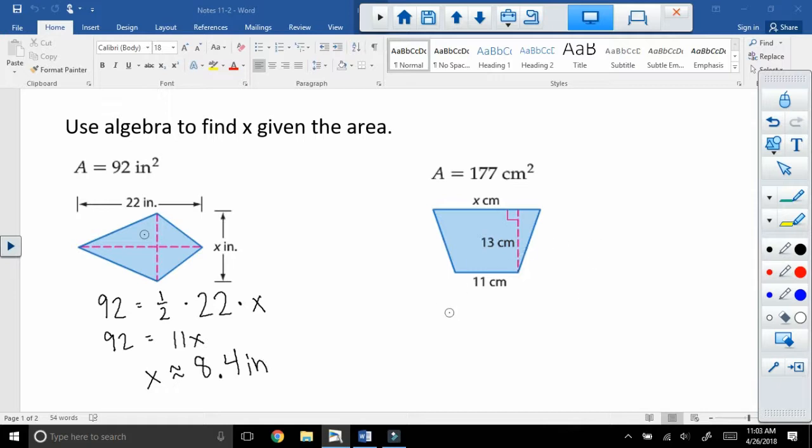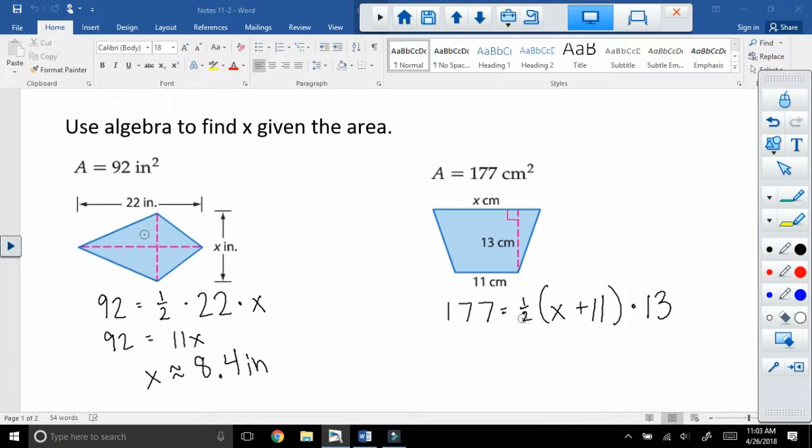For this next one, the formula is area equals half of the sum of the bases. So that would be x and 11, and then multiplied by the height. So you have a lot of different choices as to exactly how you want to work out the algebra for this. Depending on how you want to do it, you could distribute. If you're going to distribute, I would get rid of something first, because otherwise you're going to have to distribute the 1/2 and distribute the 13. So you have some choices as to what you do here.